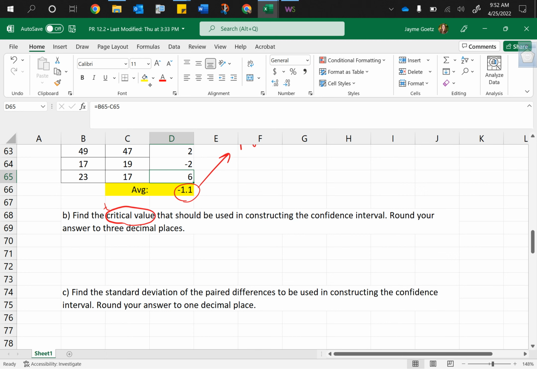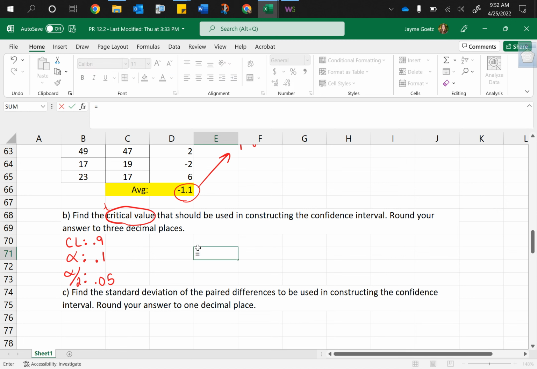What does that help me find? My alpha is then going to be what? 0.1, very good. And then what does that help me find? My alpha over 2. So what is my alpha over 2? 0.05. Now, to find my critical value, how do we find a t-value? Do you guys remember what I type in? T.INV, very good, of, now the probability is my alpha over 2? Is that what it is? Very good. 1 minus my alpha over 2, so 0.05, comma, my degrees of freedom.